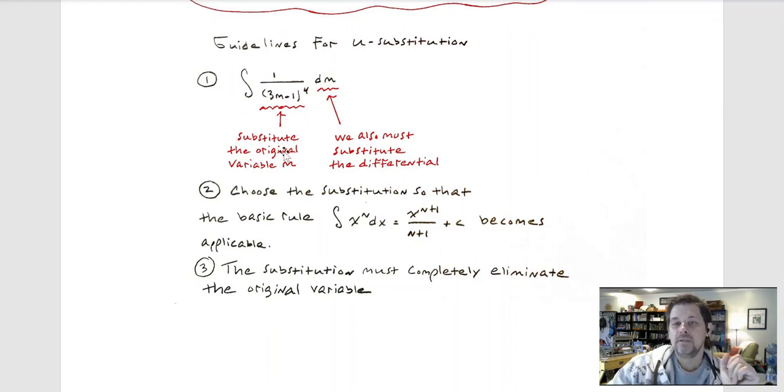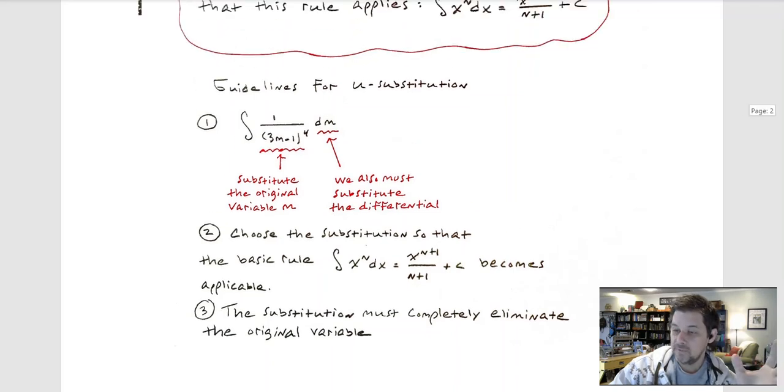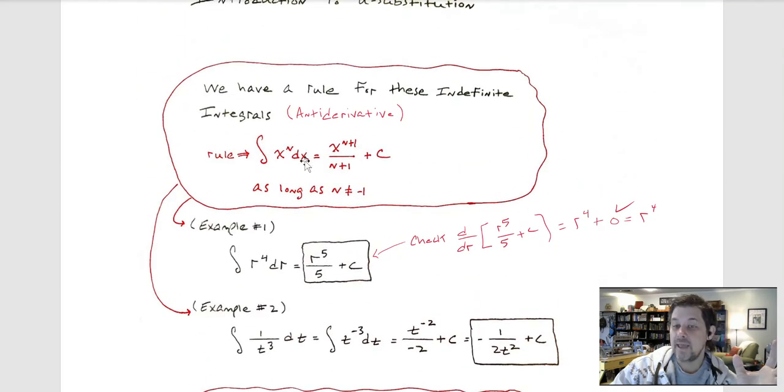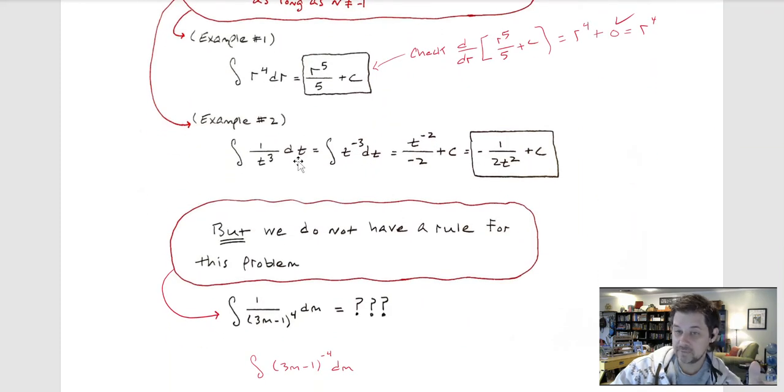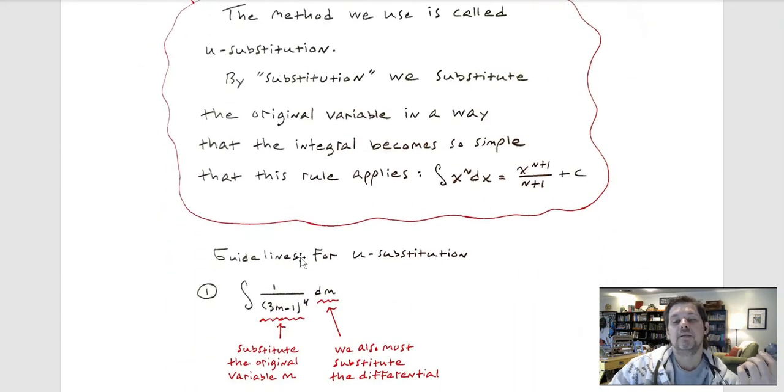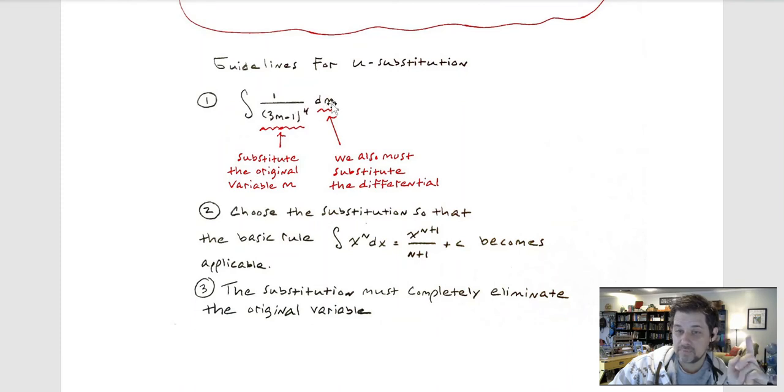Here's how it works though. We substitute the original variable, whatever it is. In this case, the original variable is m. We're going to substitute that away and put another variable in its place. But we also have to substitute the differential. This dm, in my original video on this topic, I told you that the dx is called a differential. It will signify what the variable is, okay? It needs to be there, all right? But for now, it's going to signify what the variable is. Dx means the variable is x. Dr means the variable is r. Dt means the variable is t. Dm means the variable is m. Okay, so we have to substitute both of those.